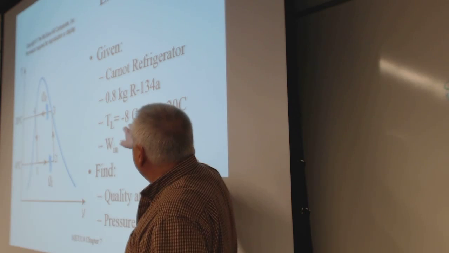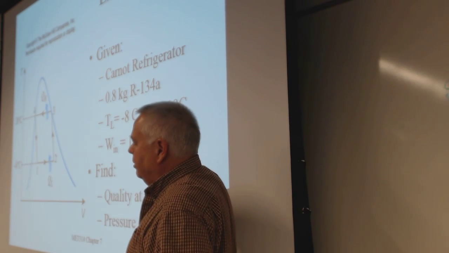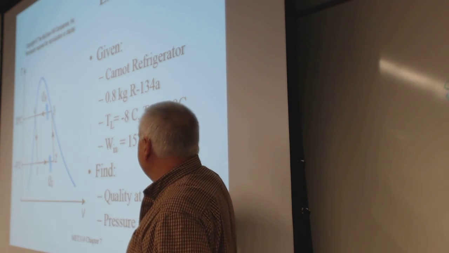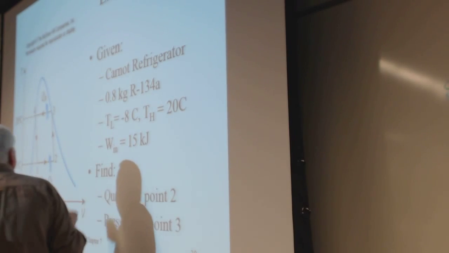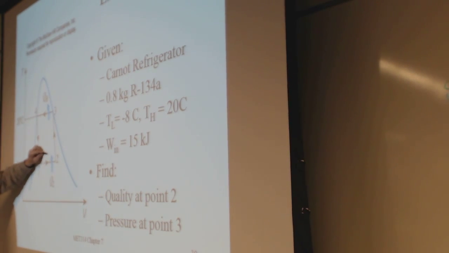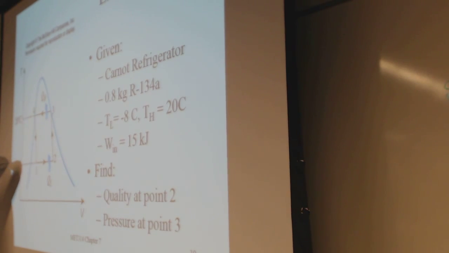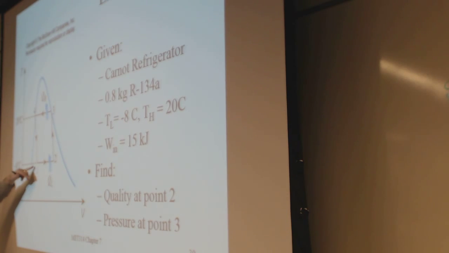We can do a Carnot efficiency pretty fast because we have that, but again, we have to do it in terms of ideal temperature. But this is a refrigerator, or maybe it's a freezer. Low temperature is -8 degrees. High temperature is 20 degrees C. They gave us the temperatures.